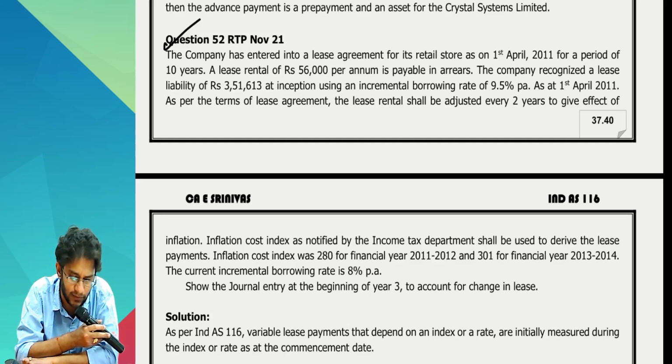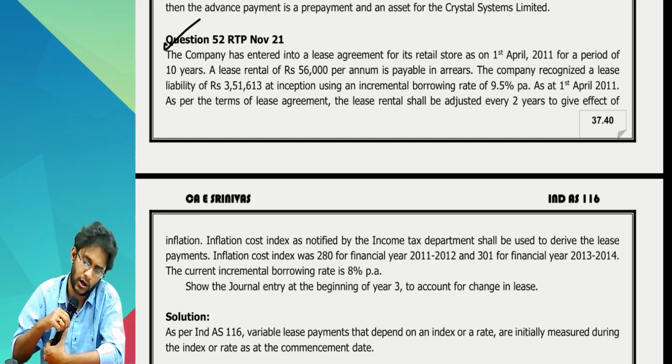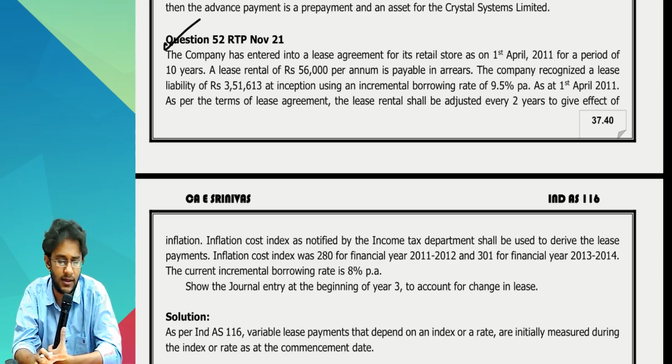As per the terms of the lease agreement, the lease rent should be adjusted every 2 years to give effect of inflation. Inflation cost index as notified by income tax department shall be used to derive the lease payments. Inflation cost index was 280 for the financial year 11-12 and 301 for the financial year 13-14. The current borrowing rate is 8% per annum. Show the journal entry at the beginning of year 3 to account for change in lease. So this is a simple question that is based on variable lease payments.